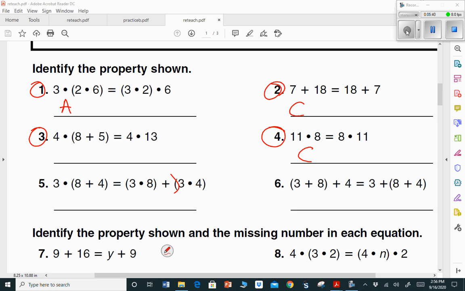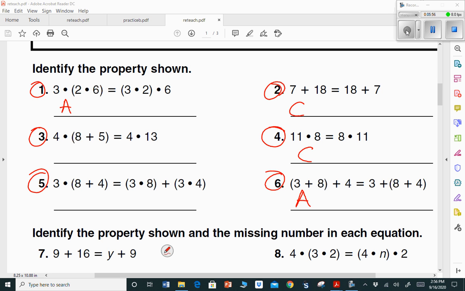Nope. Is this the same problem on both sides, just moving some parentheses around? Nope. How about this one? Yep, same problem on both sides, moving some parentheses around, so the grouping is different.